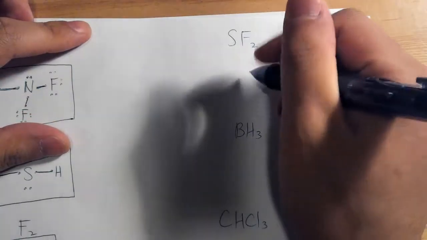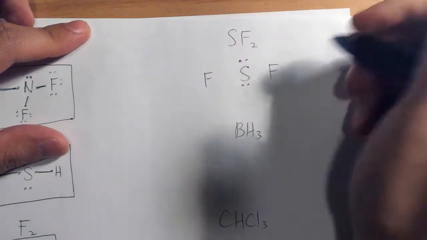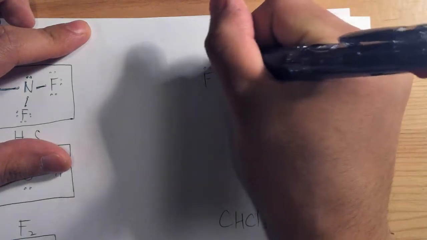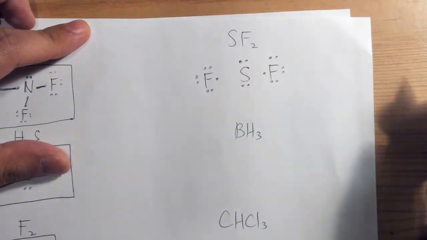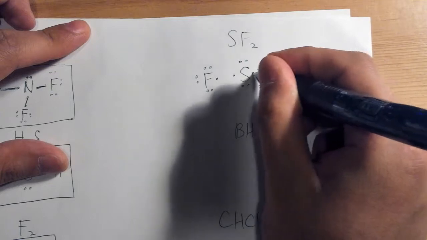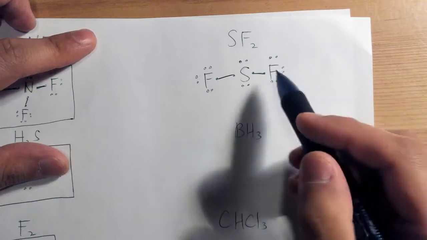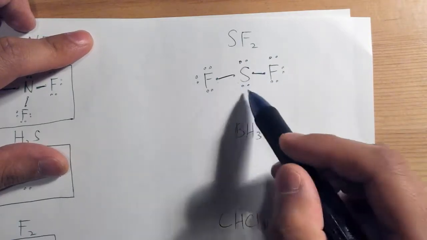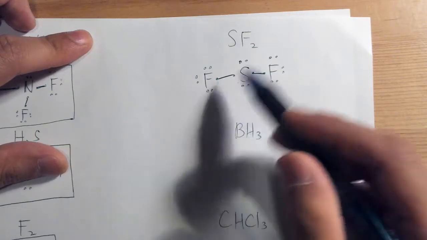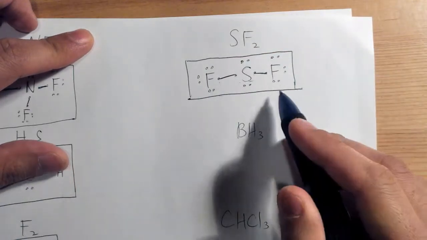Alright, so sulfur has 6 valence electrons, fluorine has 7 valence electrons. Okay, so I'm going to pair up the lone electrons together, oh, I forgot the 2 electrons there. And that would be your structure. So there's 1, 2, 3, 4, 5, 6, 7, 8 here, 1, 2, 3, 4, 5, 6, 7, 8 here, and 8 here. So that means it fulfills the octet rule, and we are done with this problem.